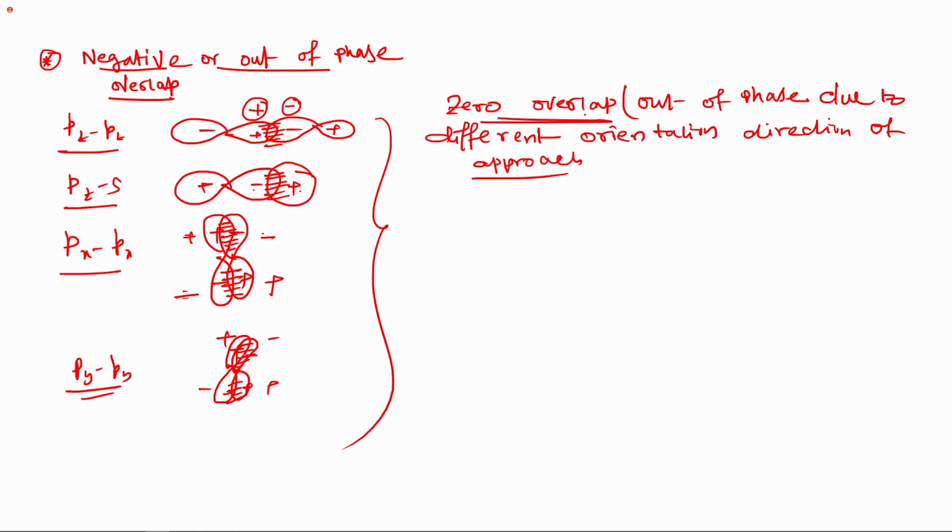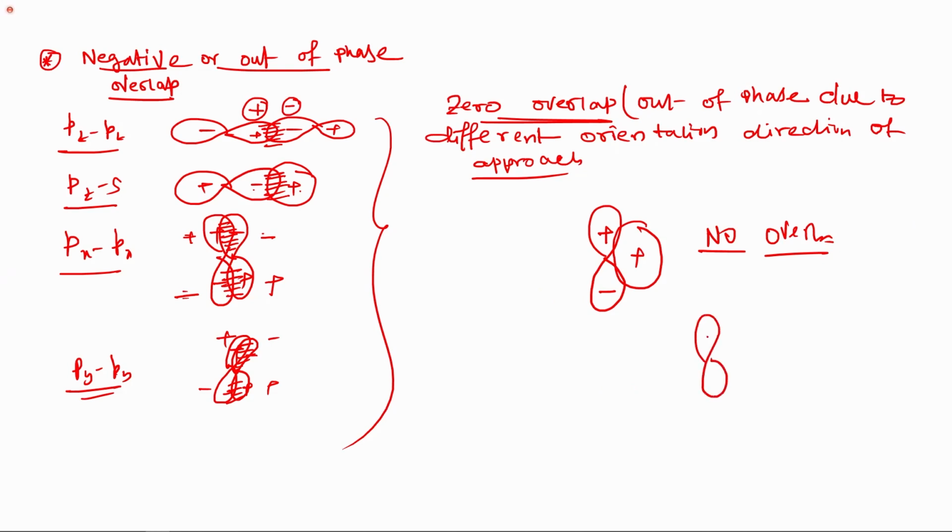Zero overlap means what is happening here: positive, negative, and this s orbital is coming. So there is no overlap actually. Zero overlap means there is no overlap. This is not an overlap. These are the zero overlap. So there is no overlap.